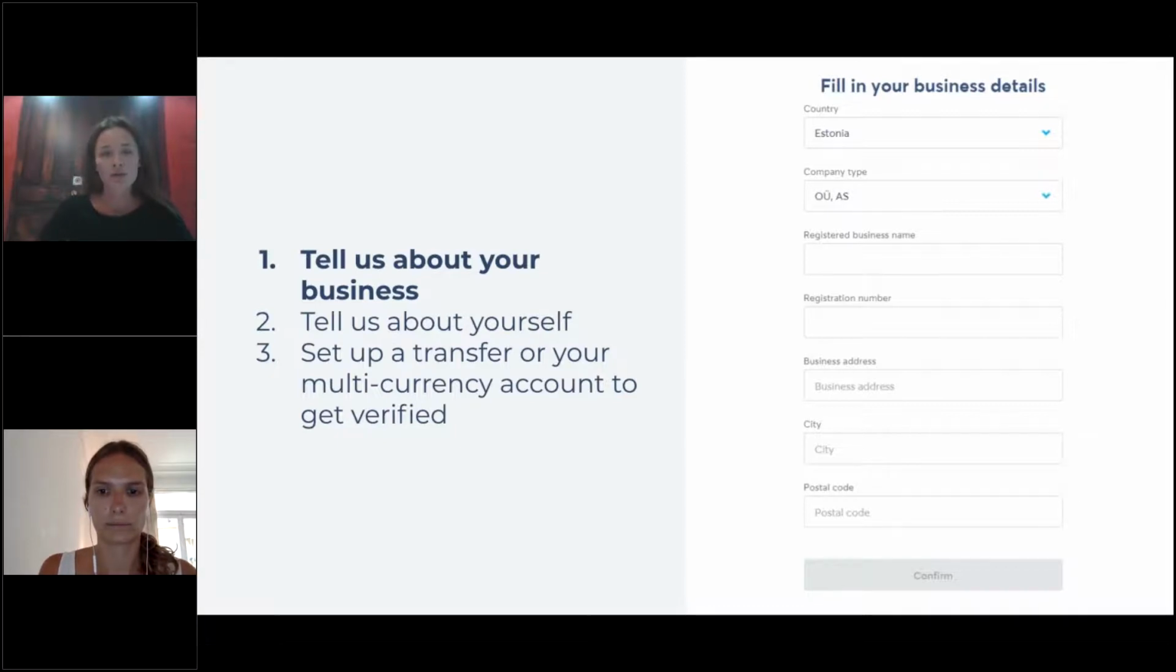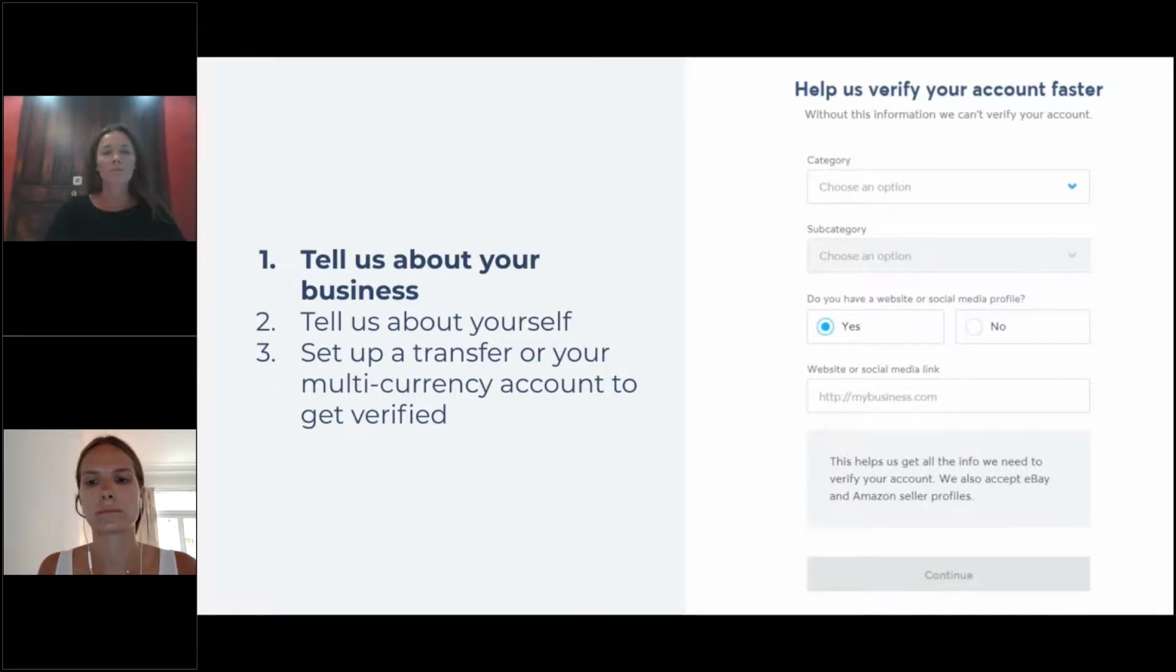Now, it's really important here that you enter those details as accurately as possible, because this helps us to verify your account faster and more conveniently for you. So for instance, in Estonia, if you enter the correct registration number, then we can pull a lot of the information of the Estonian business registry. So this saves you time, and it also saves our time to complete the verification process faster.